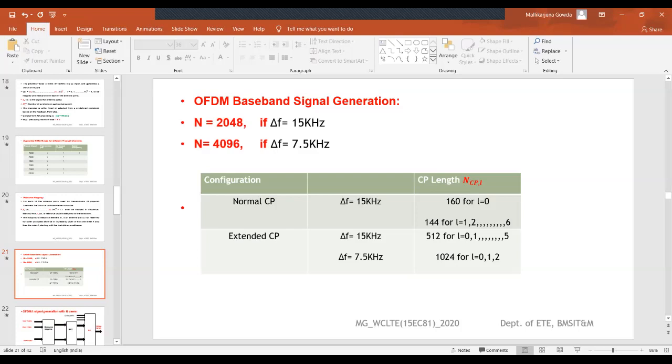I already discussed the frame structure of LTE, both FDD and TDD, so you can have a look at that. You should understand that in the first time slot, the length of the cyclic prefix will be 160. For the subsequent slots, the cyclic prefix length will be 144 for normal CP. For extended CP, it will be 512 for a subcarrier spacing of 15 kilohertz, and it will be 1024 for these three slots.